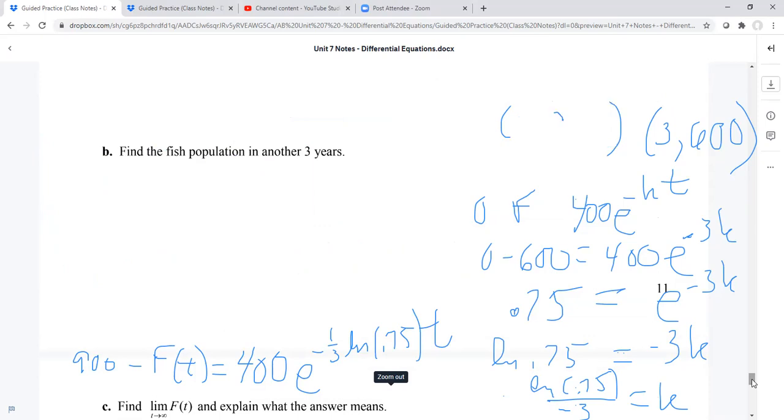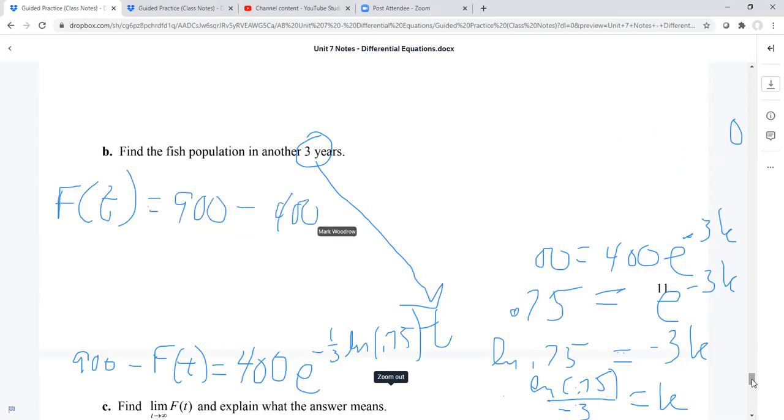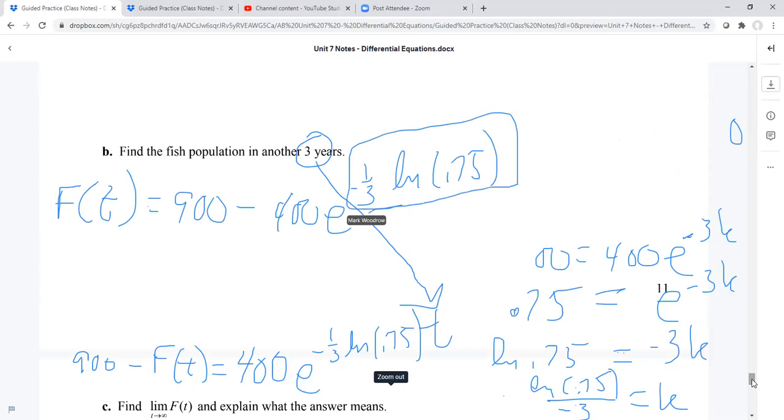And then what I have to do is I have to take and plug in this 3 in for that t right there. And then you're going to, again, when you solve this for f of t, you're going to get 900 minus 400 e to the negative 1/3 natural log of 0.75. And again, this all is one thing, and then that times your t, which in this case is going to be 3. So you type that whole thing in your calculator, and that's going to be the answer for part B.